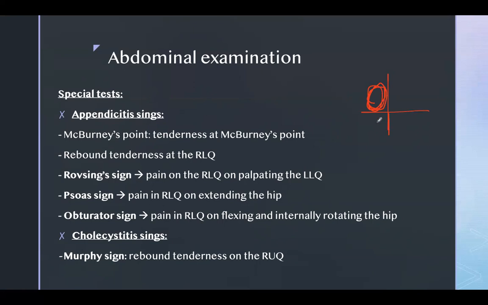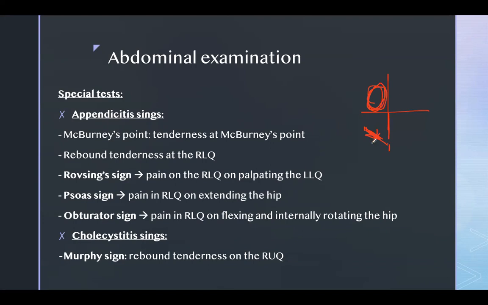In appendicitis, we've got a few more signs. We've got McBurney's point, which is where you get the rebound tenderness or pain. McBurney's point is over here. If this is the inguinal ligament, it's midway between the anterior superior iliac spine and the symphysis pubis. This is where McBurney's point is, so the pain would be somewhere here. Rebound tenderness in the right lower quadrant is another sign.